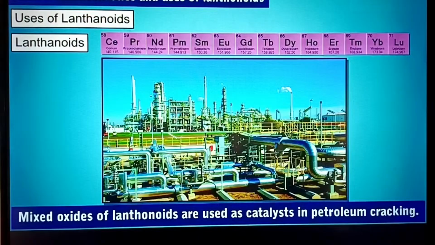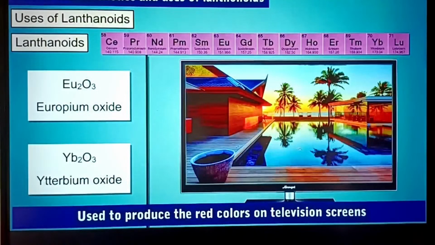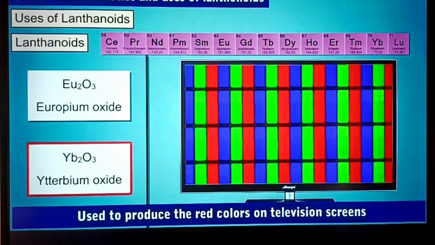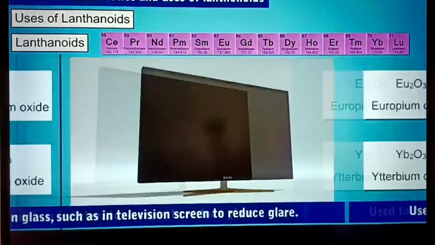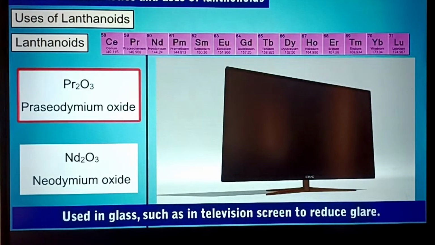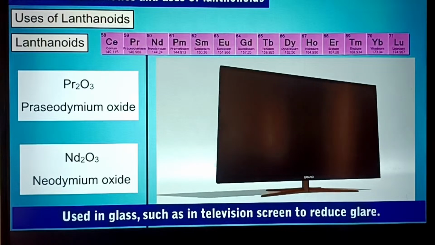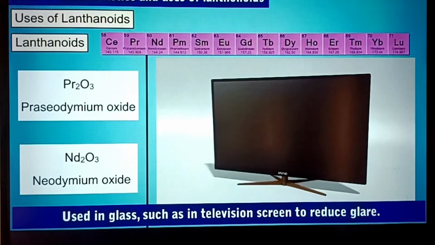Mixed oxides of lanthanoids are used as catalysts in petroleum cracking. Some individual lanthanoid oxides, such as europium oxide and ytterbium oxide, are used to produce the red colors on television screens. The oxides of praseodymium and neodymium are used in glass, such as in television screens, to reduce glare.